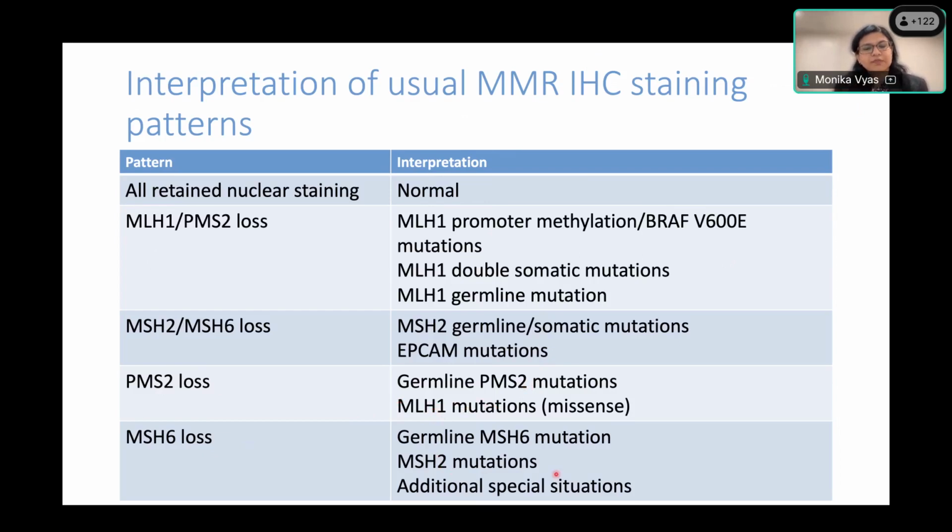And then certain special situations such as post-treatment cancers can show MSH6 loss. Presence of MLH1 and PMS2 loss along with MSH6 loss would mean that the MSH6 loss is secondary to mismatch repair deficiency and microsatellite instability, which was introduced by the MLH1 defect. So you need to be aware of those types of special situations as well.